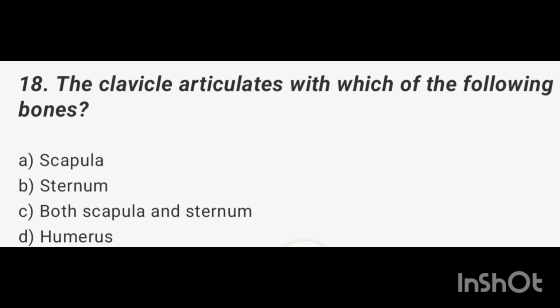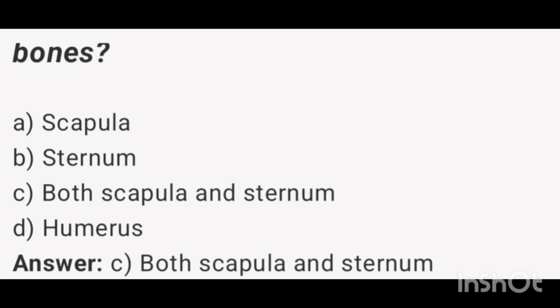The next question, the clavicle articulates with which of the following bones? Clavicle అన్న బోను ఏ బోన్ తోటి అతుక్కొని ఉంటుందని అడుగుతున్నారు. సో దిస్ ఈజ్ ఆల్సో డైరెక్ట్ క్వశ్చన్. ఓకే, సో దే గివెన్ ద ఆప్షన్స్ లైక్ స్కాపులా, స్టెర్నమ్, బోత్ స్కాపులా అండ్ ద స్టెర్నమ్ అండ్ హ్యూమరస్. See, humerus is the hand bone. So దానికి టచ్ అయి ఉండదు. సో ద ఆన్సర్ ఈస్ both scapula and the sternum.